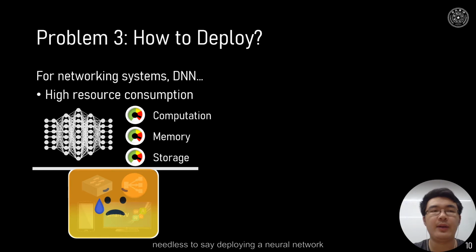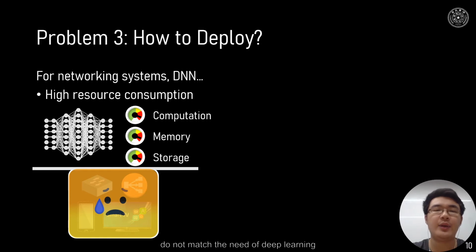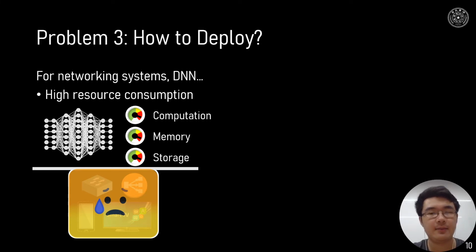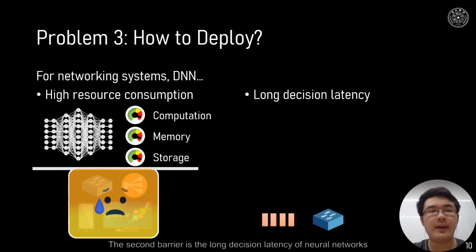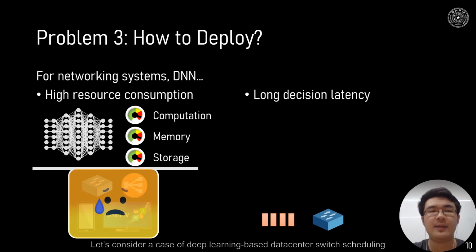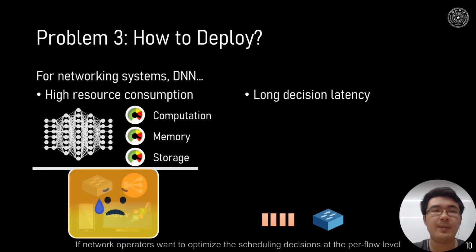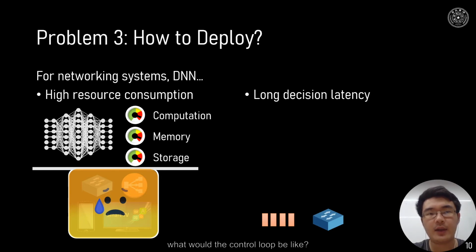Needless to say, deploying a neural network, the computation ability, memory, and storage of network devices do not match the need of deep learning. The second barrier is the long decision latency of neural networks. Let's consider a case of deep learning-based data center switch scheduling. If network operators want to optimize the scheduling decisions at the per-flow level, what would the control loop be like?